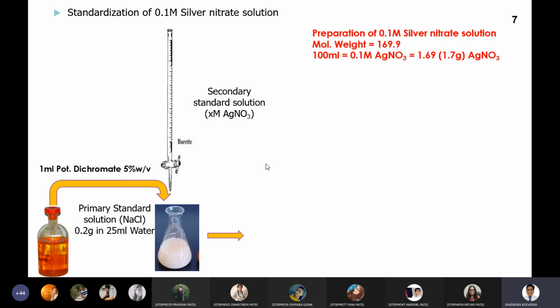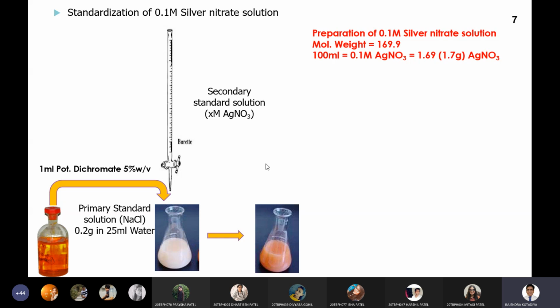with what will it react? Potassium dichromate. Potassium dichromate. Okay, and as soon as it reacts with potassium dichromate, its color will change like this, an orange colored precipitate will start appearing. So when there is a color change from this off-white precipitate to orange precipitate, that will be our end point.